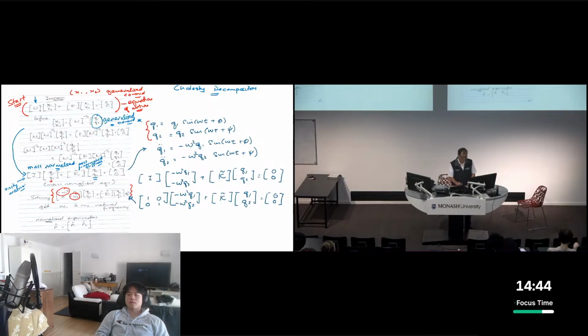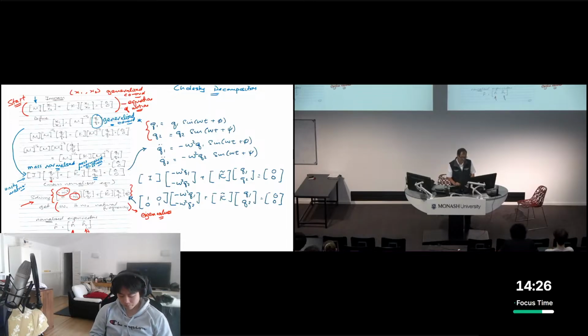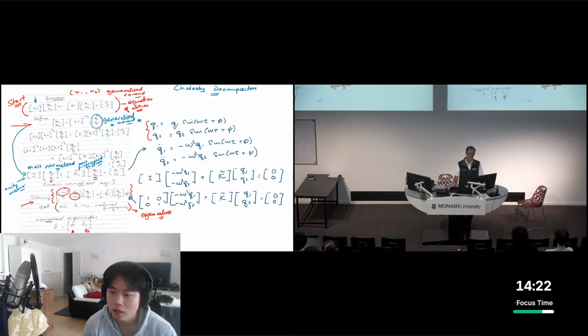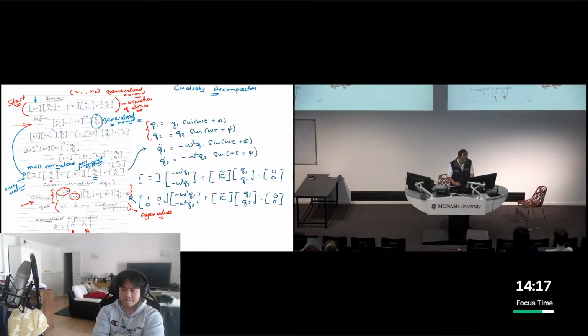Now, these natural frequencies are also known as eigenvalues. And when you use these natural frequencies and this equation to work out the corresponding eigenvectors, and you normalize them, you find that because of him using this Cholesky decomposition to normalize the mass, these normalized eigenvectors are orthogonal.